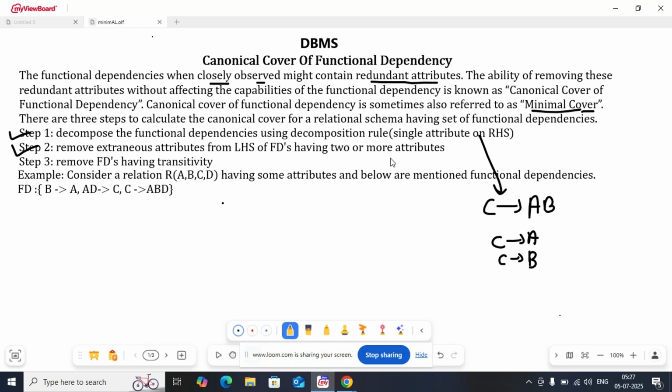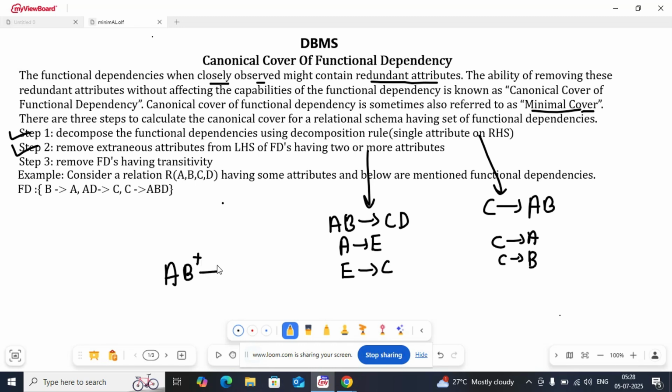Now, I'll explain with one example so it will be more clear. For example, if I have AB tends to CD, then A tends to E, then E tends to C. One more thing, extraneous attributes we always check on the left hand side. If you have more than one element on the left hand side, then you should check that for extraneous attribute. So let us find the closure of AB from this functional dependency.